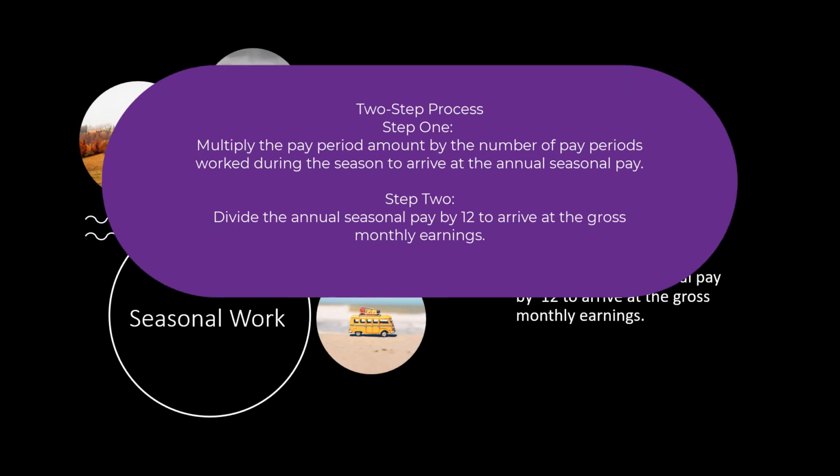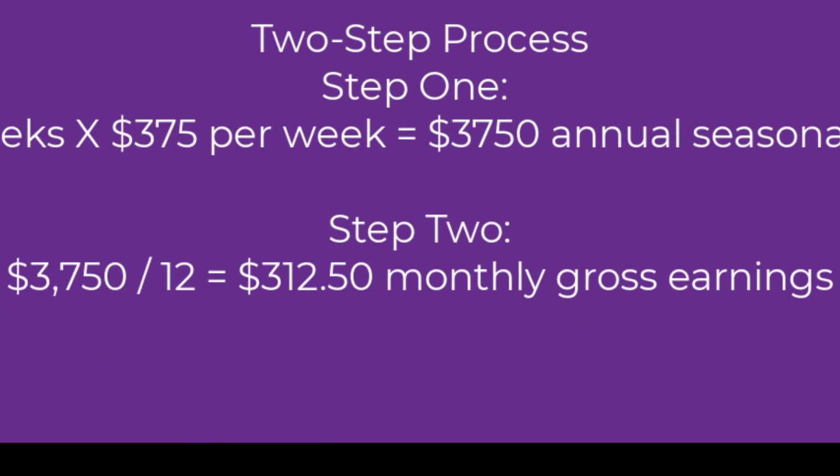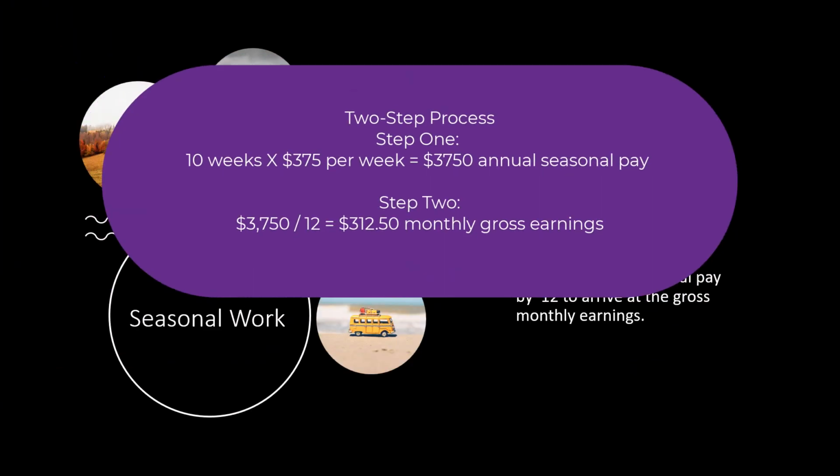Step 1. Multiply the pay period amount by the number of pay periods during the season to arrive at the total annual seasonal pay. Step 2. Divide the total seasonal pay by 12 to arrive at the monthly gross earnings for the seasonal work. What's up with Arnold now? Well, he is working at a local butcher shop during his summer school break, which consists of 10 weeks. He earns $375 per week.